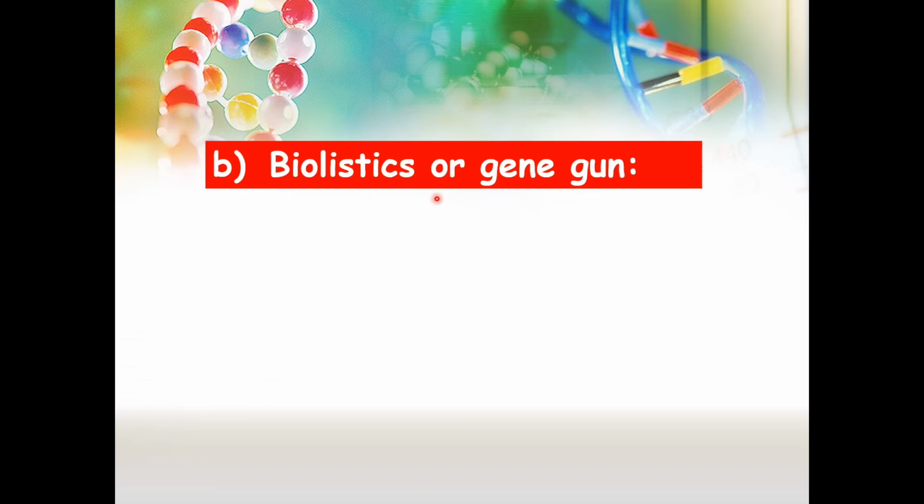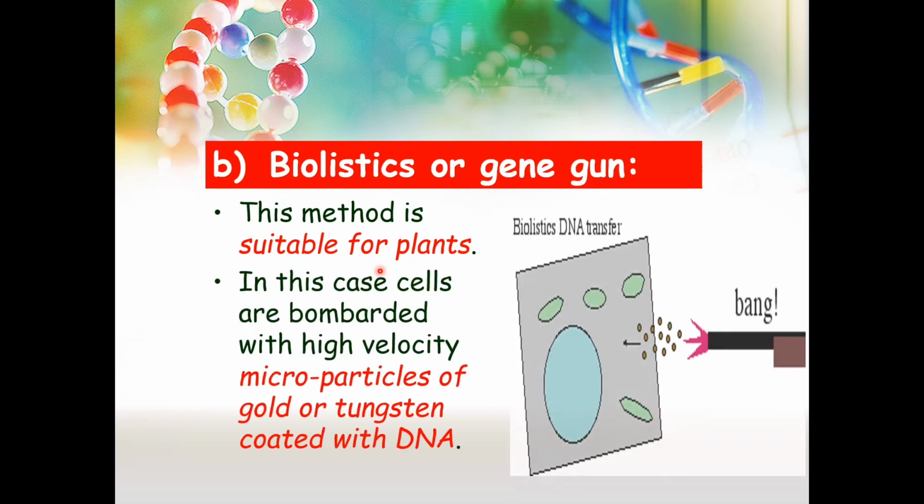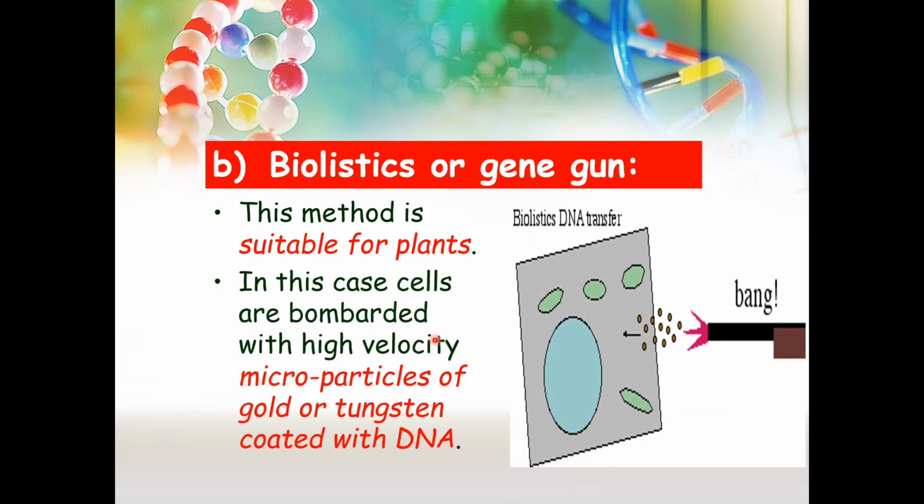The second method is biolistic or gene gun method. This method is suitable for plants and it is used for transfer of gene into the plant cell. In this case, we take microparticles of gold and tungsten and we coat them with DNA. So we take very small particles of gold and tungsten and we coat them with foreign DNA, and with the help of gene gun, we bombard the plant cell with these microparticles at high velocity. So they get introduced into the nucleus of the plant cell.